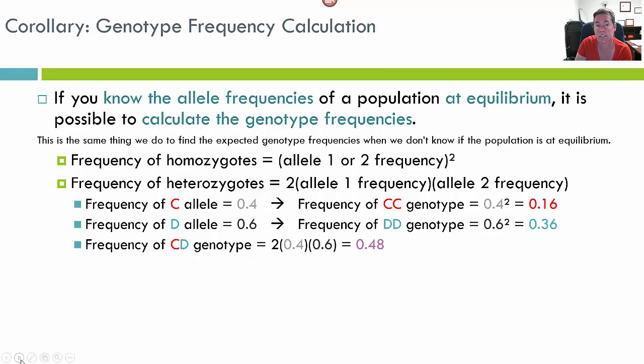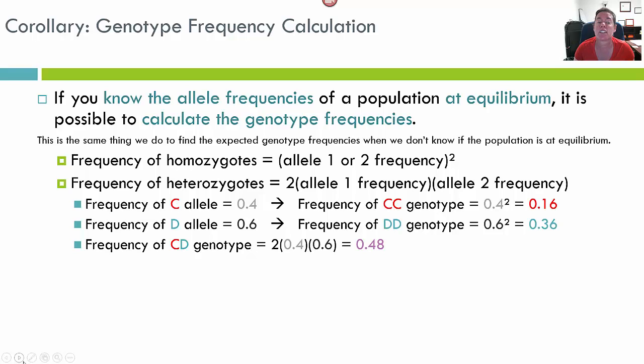A corollary of this is the genotype frequency calculation. If you know the allele frequencies of a population when they are at equilibrium, it's possible to calculate the genotype frequencies. This is the same thing we do to find the expected genotype frequencies when we don't know that the population is in fact in equilibrium. The frequency of the homozygotes equals the allele 1 or 2 frequency squared. The frequency of the heterozygotes equals 2 times the allele 1 frequency times the allele 2 frequency.